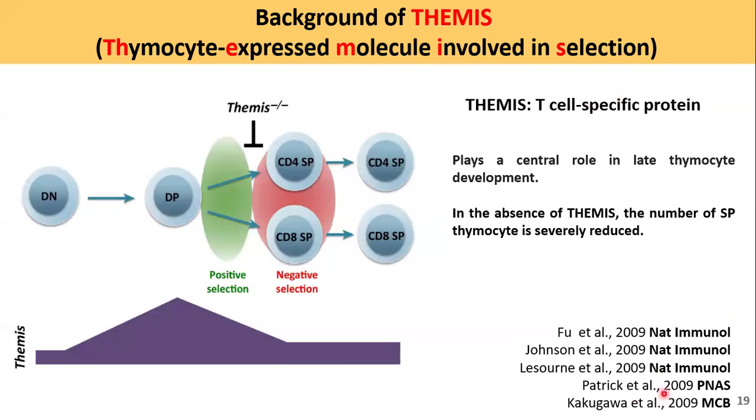Back in 2009, five groups identified at the same time that this molecule plays a very important role during T cell development. They developed several distinct methods to genetically disrupt the expression of THEMIS, and what they found is that the development of T cells stopped at the double positive stage, and they seldom went through to the single positive stage for further maturation.